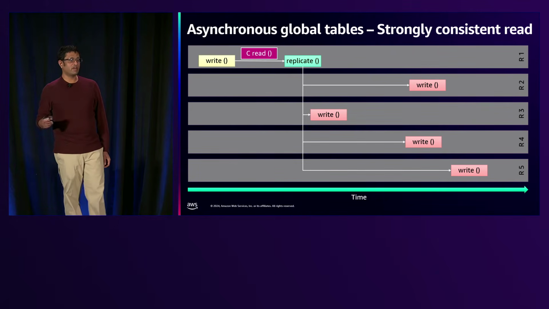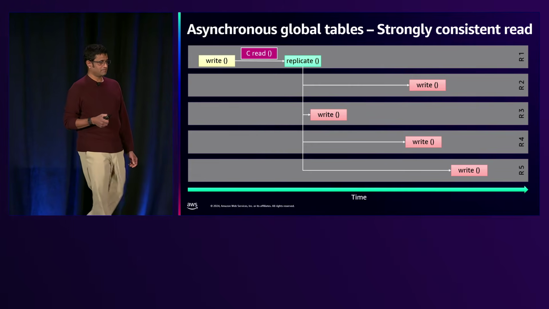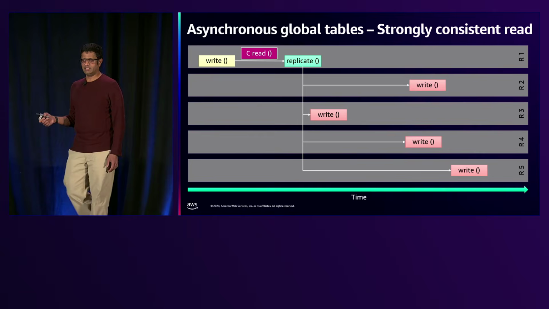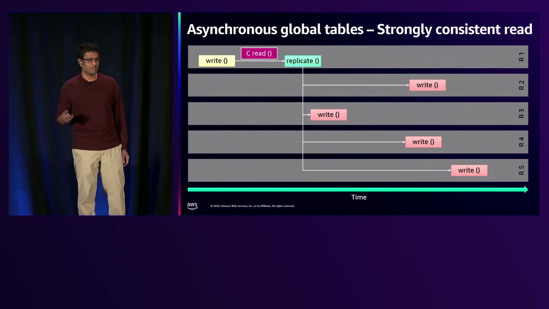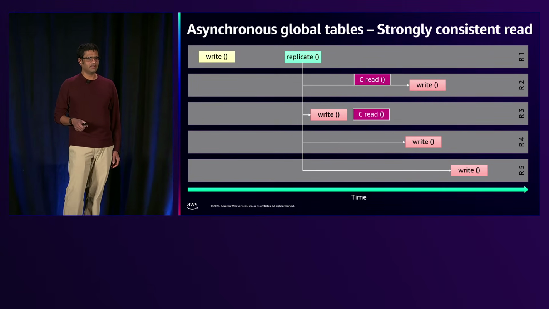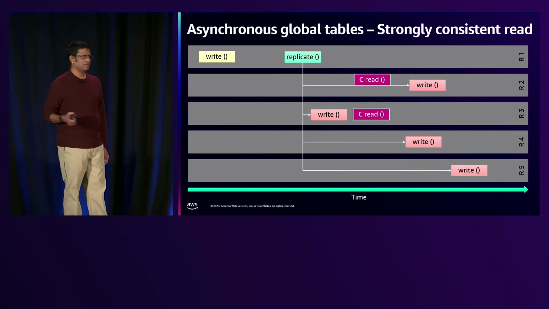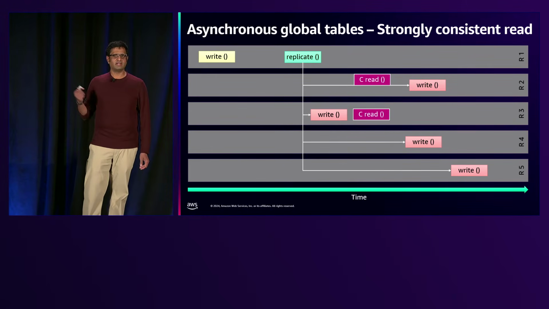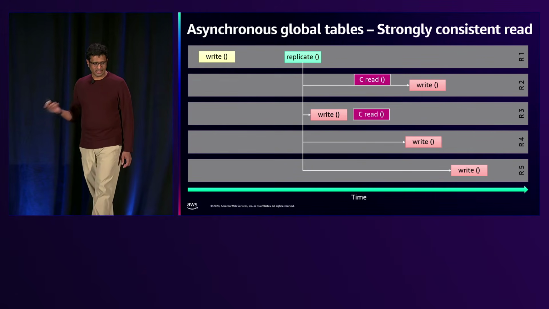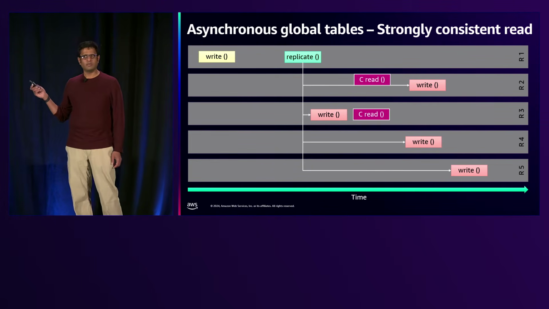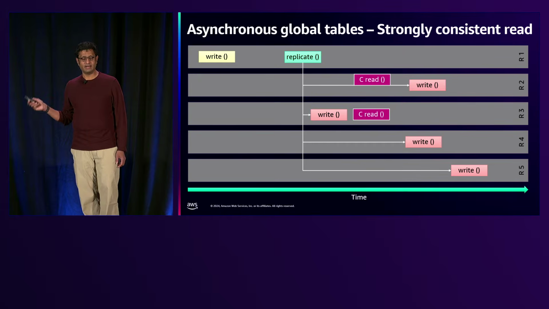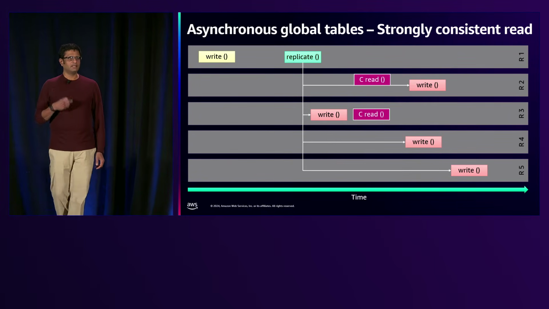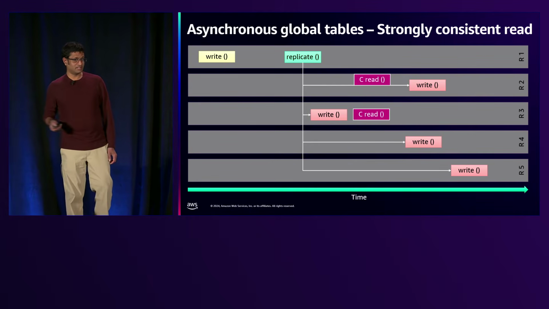Now, this becomes very relevant when you do strongly consistent reads. If you're doing a strongly consistent read in a region where the write happened, then you will see the latest value. But if you do a strongly consistent read in a region where the write did not happen, then the version of the item you see depends on whether the replication has happened or not. In our example here, R2 will not see the latest version of the item, but R3 will definitely see the latest version of the item because the replication is done.